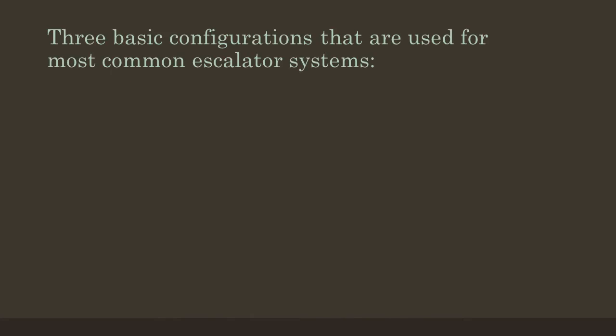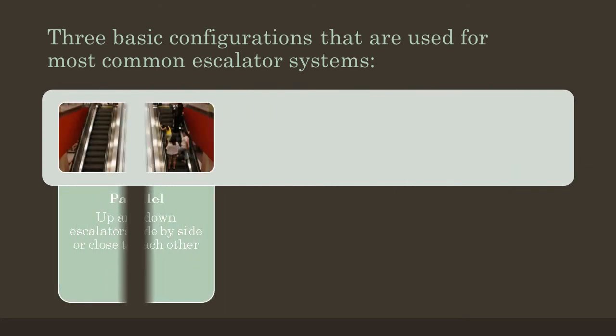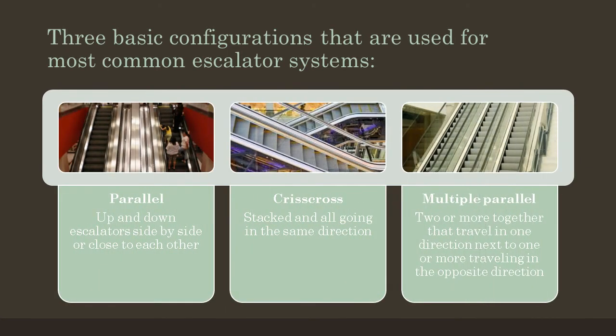3 basic configurations that are used for most common escalator systems. Parallel. Up and down escalators side by side are close to each other. Crisscross. Stacked and all going in the same direction. Multiple parallel. 2 or more together that travel in one direction next to 1 or more traveling in the opposite direction.